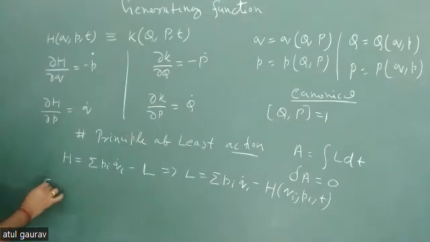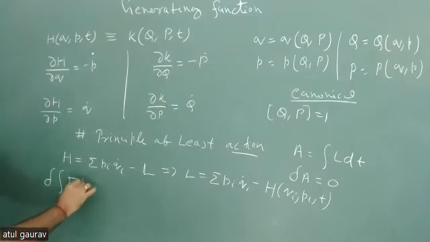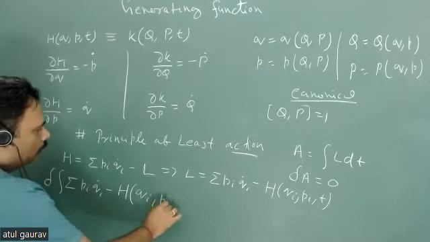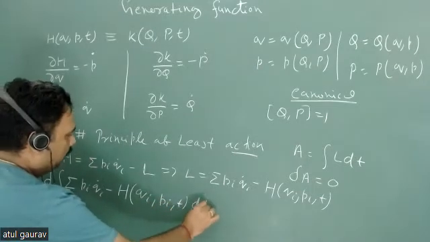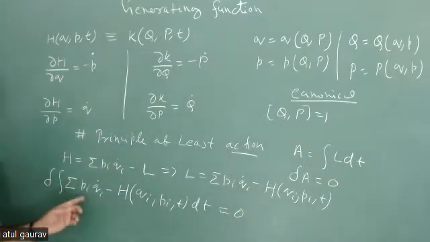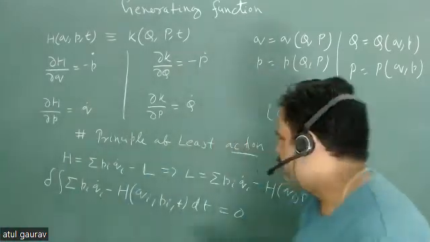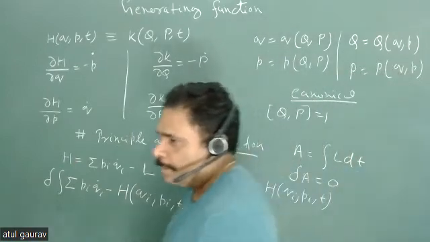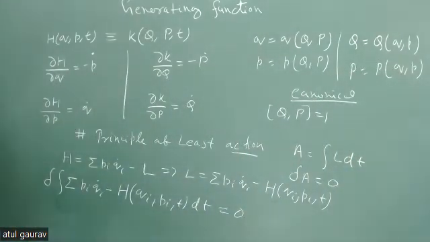What I am trying to say is that you can just go for the integral of summation over p_i q_i dot minus H(q_i, p_i, t) dt, and that must be equal to 0, isn't it? I am just writing the same thing as a function of Hamiltonian. Are you getting my point, everyone? This is very interesting. So please keep focus on all this.